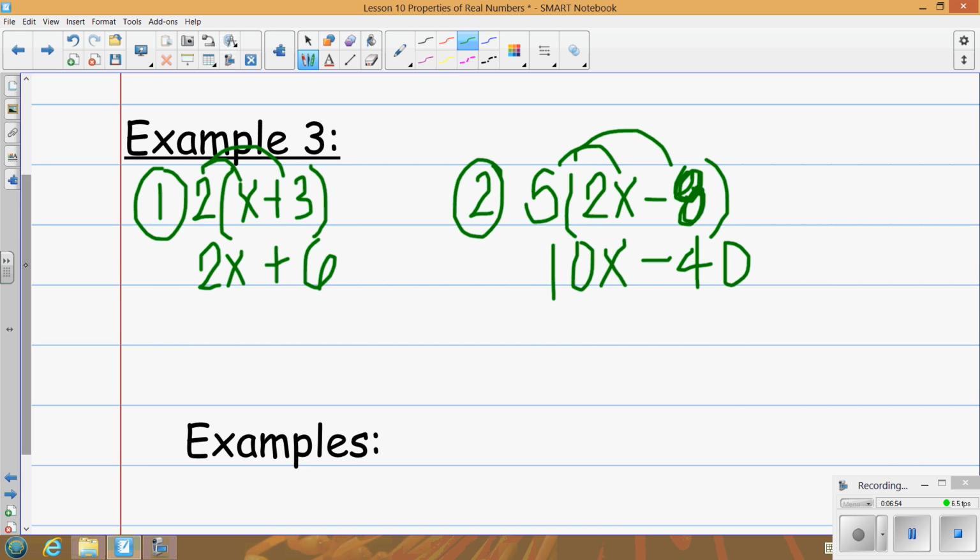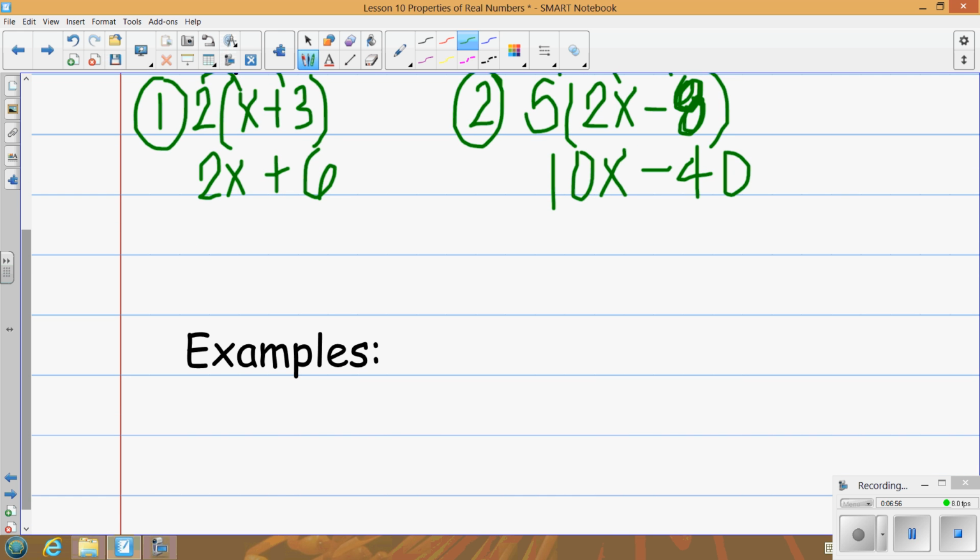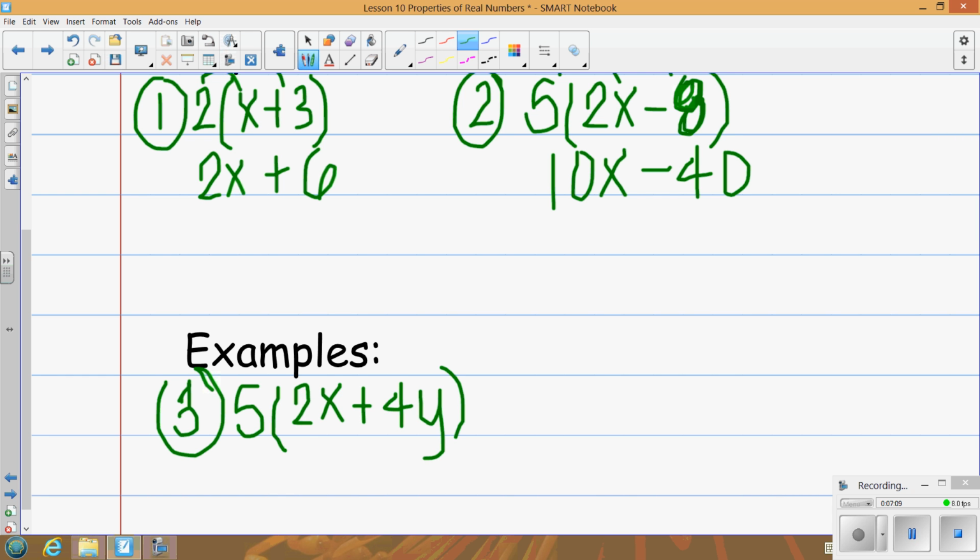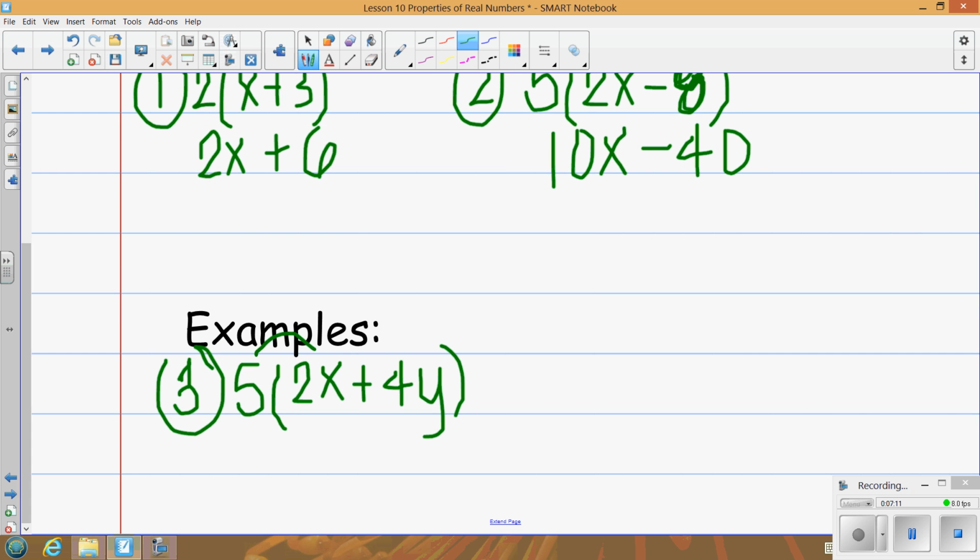So let's look at, I'm just going to go down here. Let's look at some more examples. I'm basically just going to continue that example 3 there. So I have 5 times 2x plus 4y. Again, distribute that 5 through. So 5 times 2x gives me 10x. 5 times 4y is going to give me 20y. So you're just paying attention to the signs.